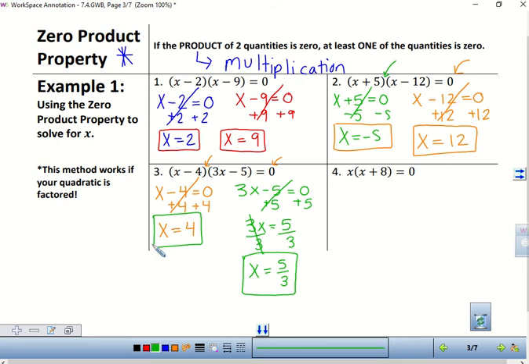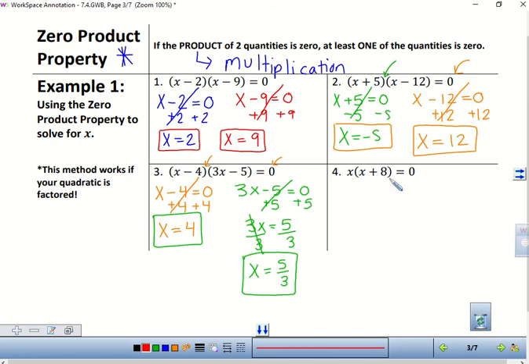Jet, you with us? Because you said you weren't sure about this one, so did you get it? Yeah, I get it. So why do we have to divide by the 3? Because it's the opposite of multiplication. Correct. Yep, so don't rush through it because you want to make sure you hit all the steps, okay?